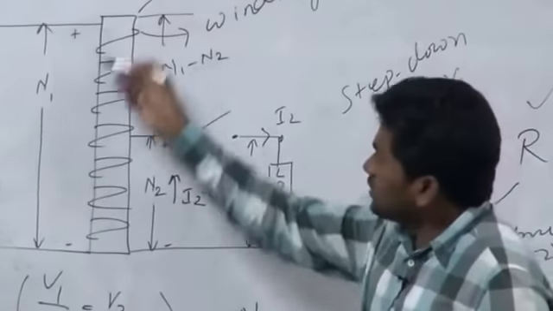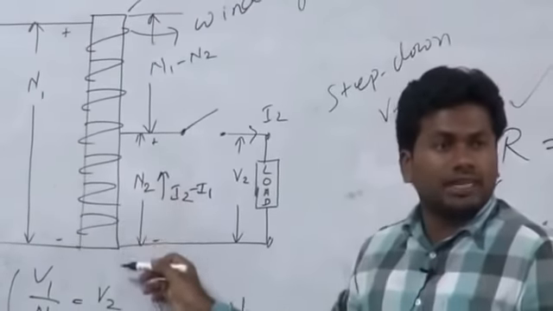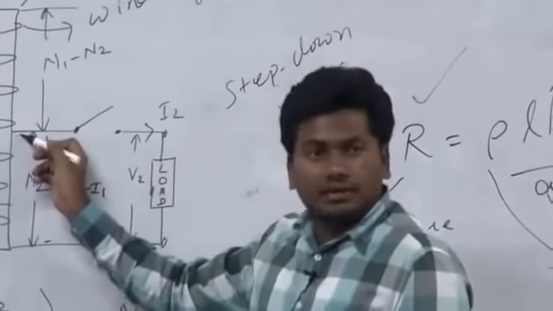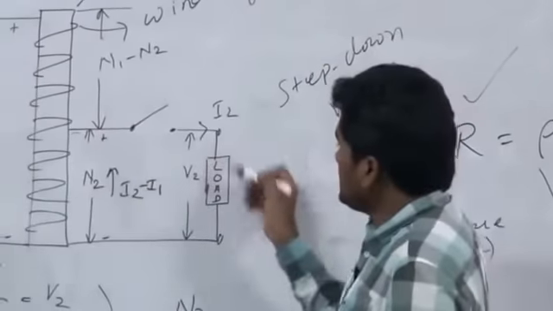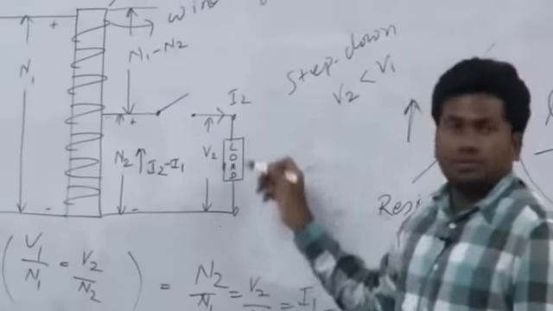For example, this total is equal to 230 volt, and this much voltage is suppose 10 volt. So the output will be connected to 10 volt. If this is exactly at the half, this is 115 volt. So from here to here this is 115 volt.